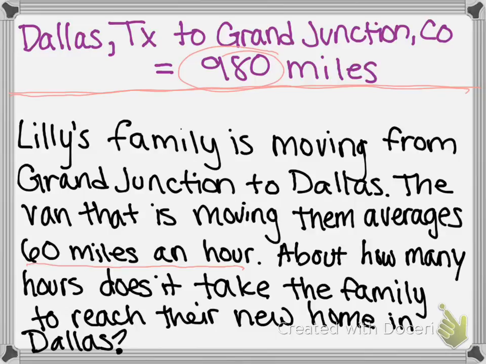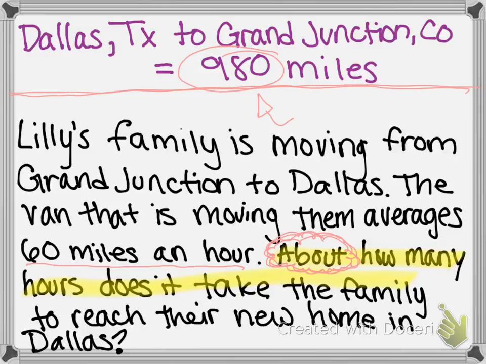And the main question they're asking is about how many hours does it take for the family to reach their new home. The main word is about. We're not asking for compatible numbers. We're just asking for you to estimate. So, what would we do to solve this problem? Yes, we would divide. Now, you need to ask yourself, do we divide or do we change this number of 980?